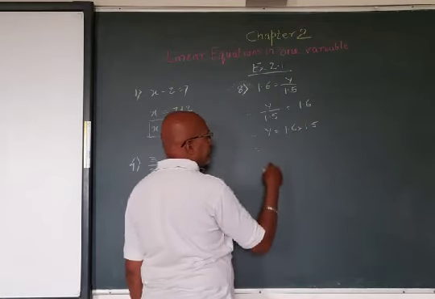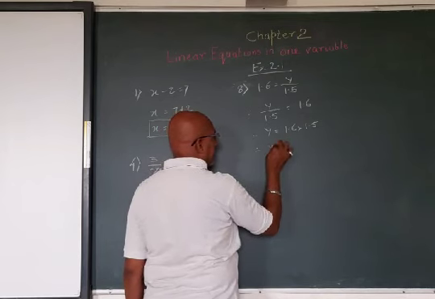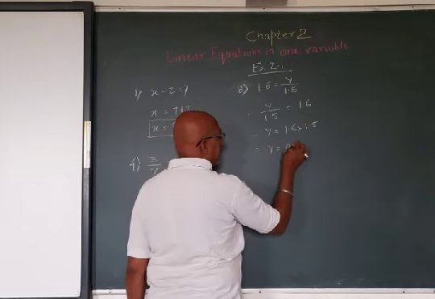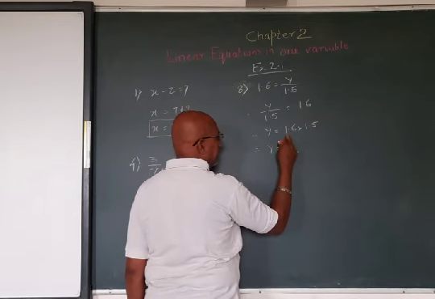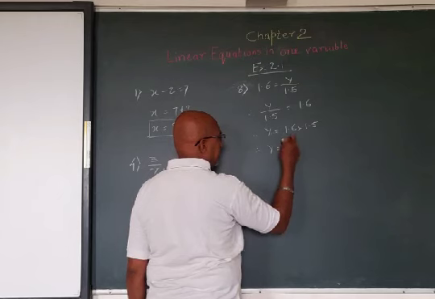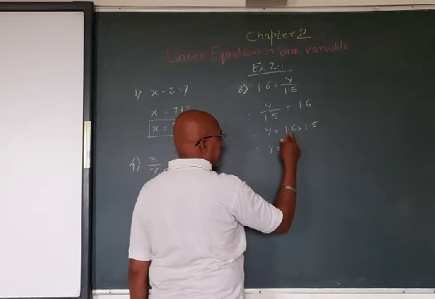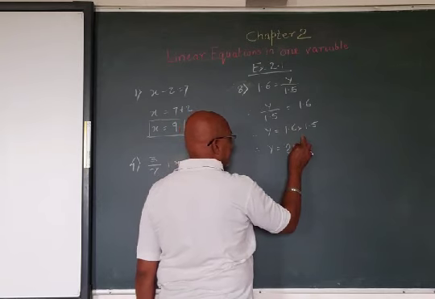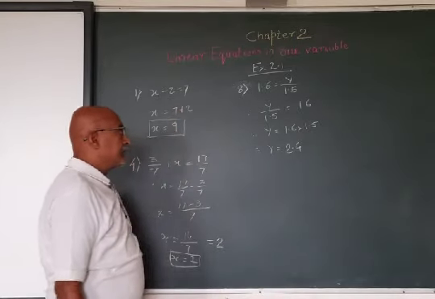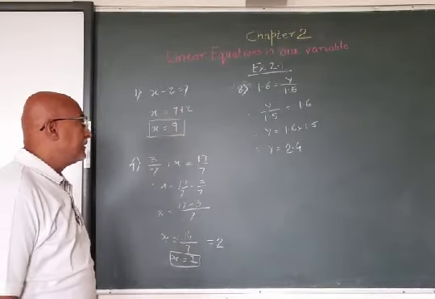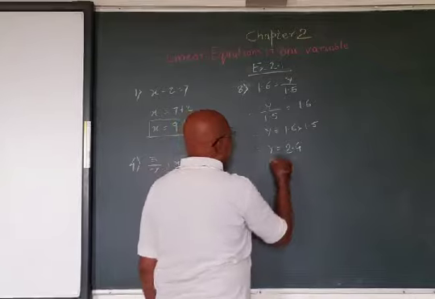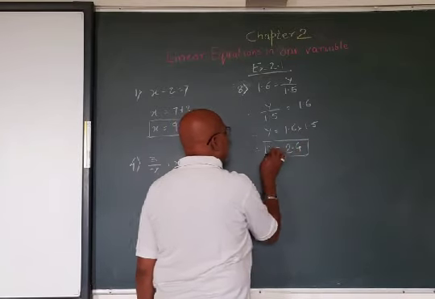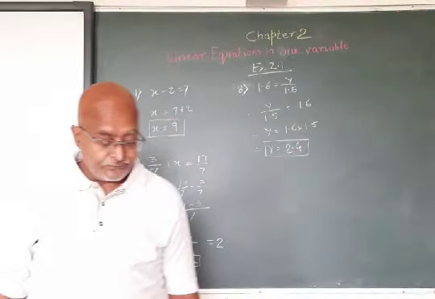Therefore y equal to 2.4. The multiplication of 1.6 and 1.5 is 2.4. So the final answer is y equal to 2.4.